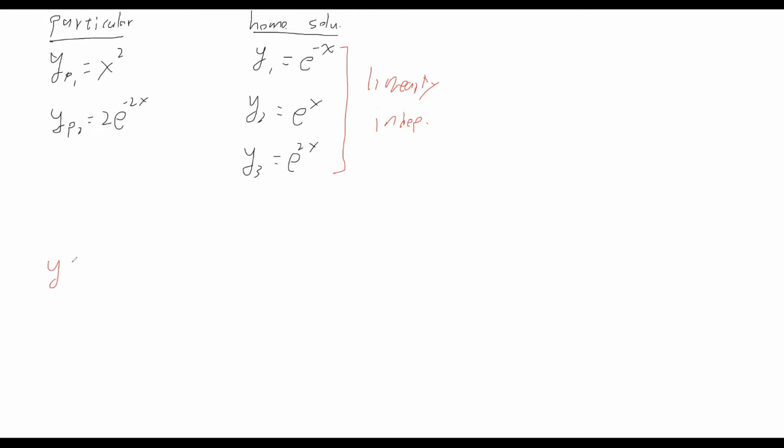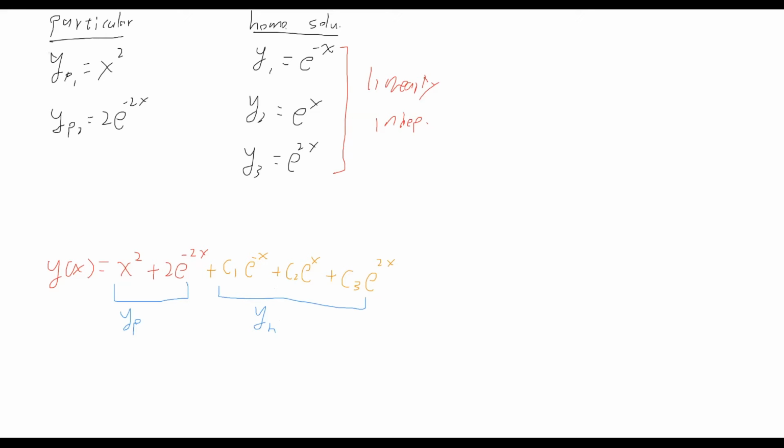y of x is first the particular solutions, x squared plus 2e to the negative 2x, right? That's the particular solution. And then plus the homogeneous solution. Now remember, for the homogeneous solution, we need to add c1 e to the negative x plus c2 e to the x plus c3 e to the 2x. Okay, and that's it. That's how you write out the general solution for a non-homogeneous case. The particular part, the yp's, and the yh's from the homogeneous part.